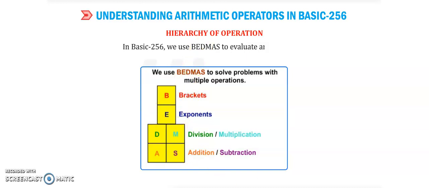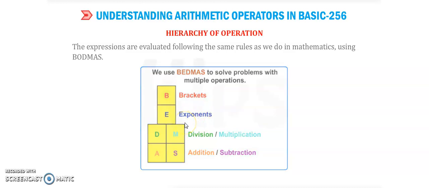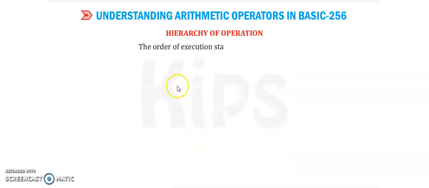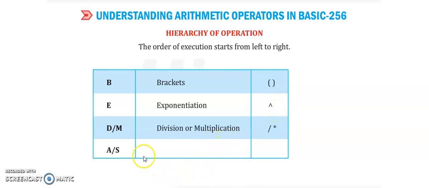Okay, so in BASIC-256 we use BEDMAS to evaluate an expression. So expressions are evaluated following the same rules as we do in mathematics using BODMAS. So the order of execution starts from left to right. Okay, B for brackets, E for exponentiation, this is the exponentiation sign, and D for division or multiplication. After that A S is addition and subtraction. So high priority to low priority.